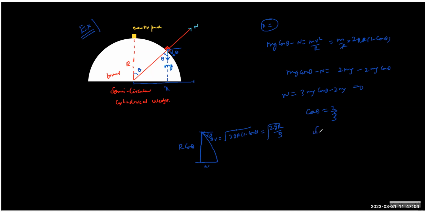So sine theta is how much? Root 5/9, correct? Yes, sir, root 5 by 3. So then you try to find the time of flight first. So v sine theta into t plus half g t square equals r cos theta.